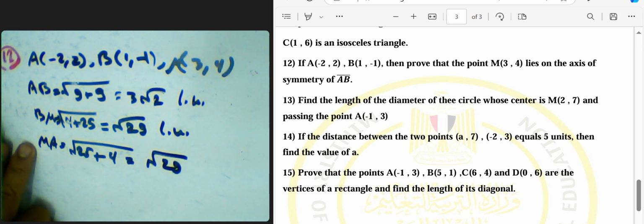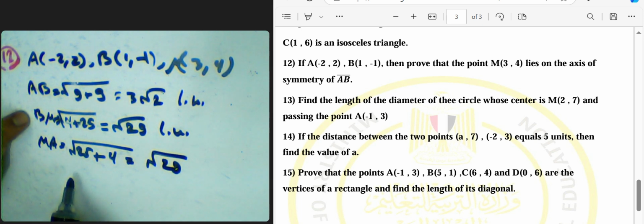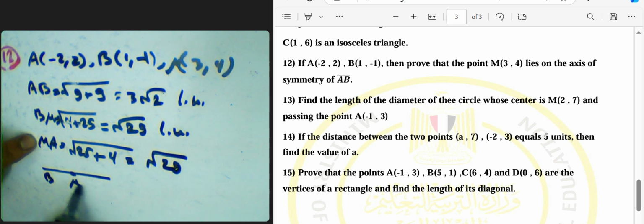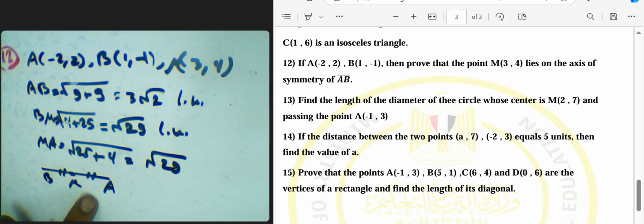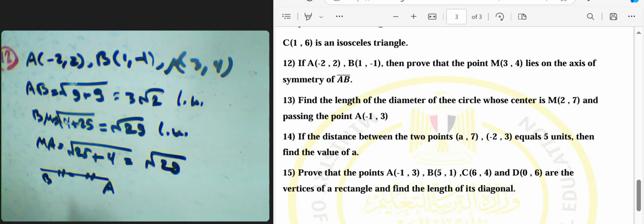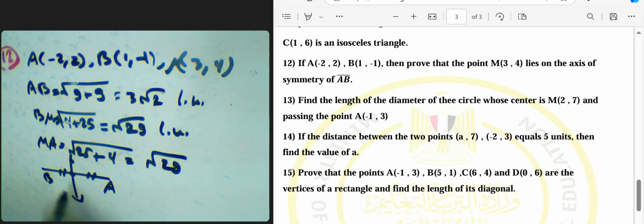Then BM equals MA in length. So M is falling on the line segment BA. Understood? Because BM equals MA, there are square root of 29 and here square root of 29. So it lies on the line of symmetry of BM.